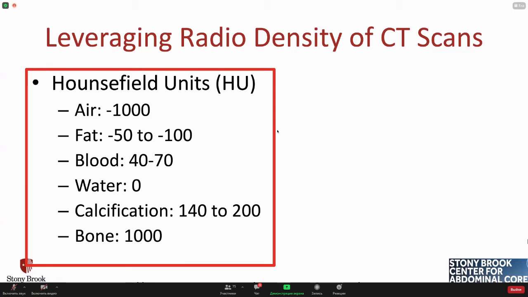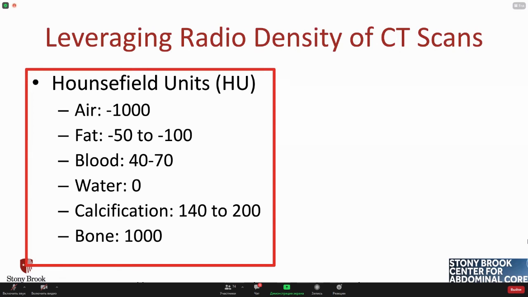So Hounsfield units are really useful, and they're available to really all of us for the most part. When you open up your CT scan, you should have some options where you can highlight an area and you get the Hounsfield unit. So we have to really start to use this a little bit more. And again, it goes from air up to bone, which is the most significant density.